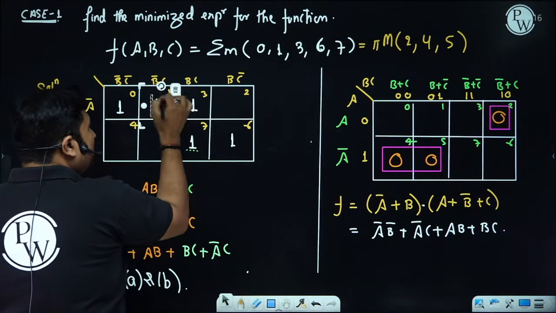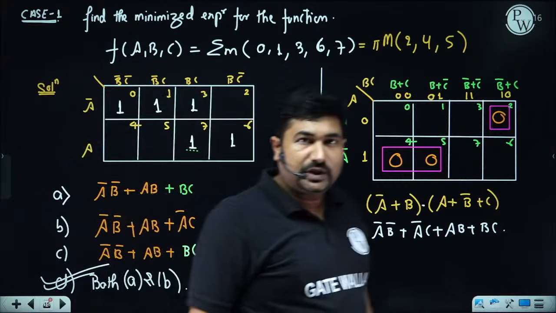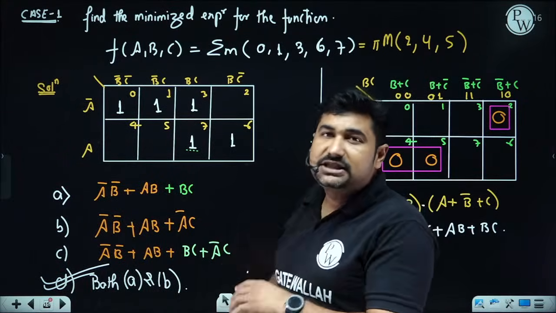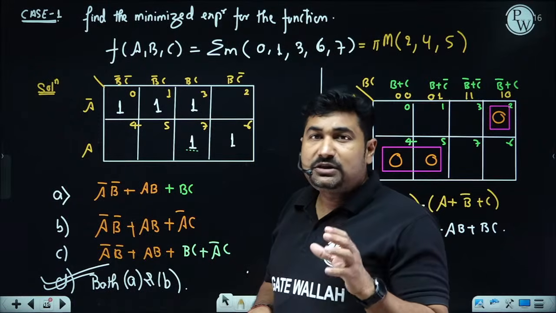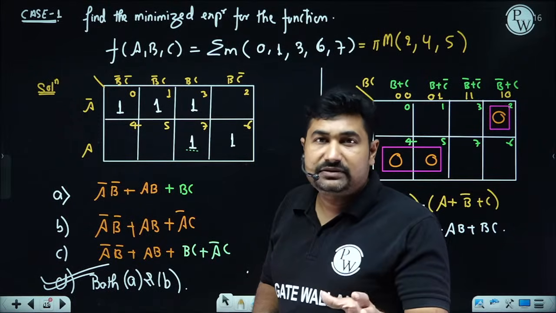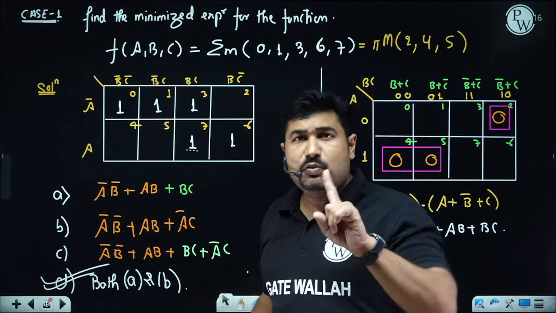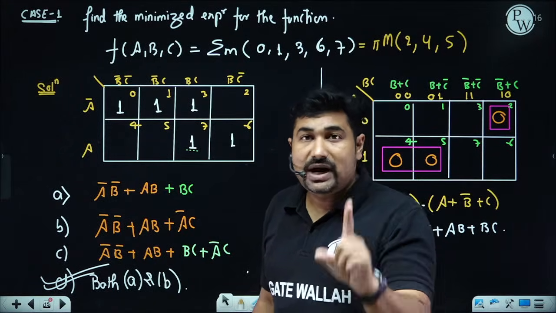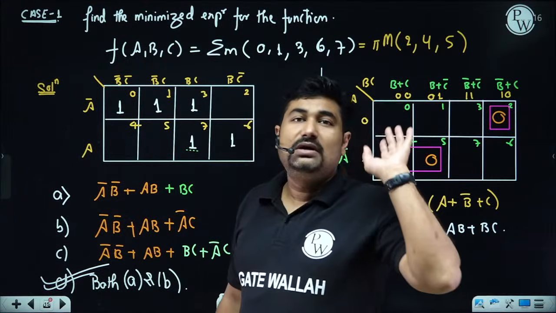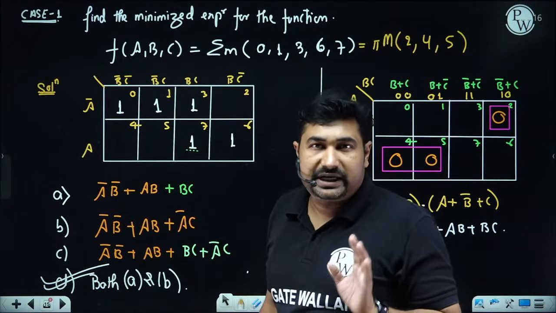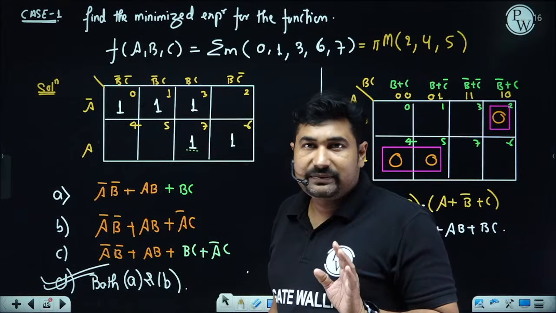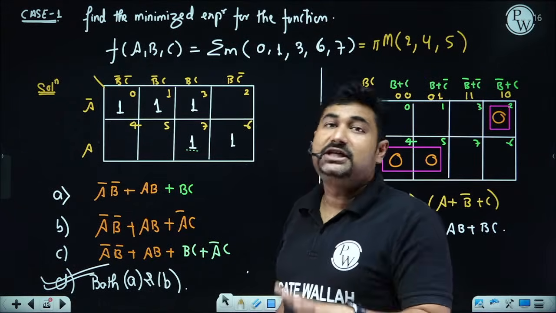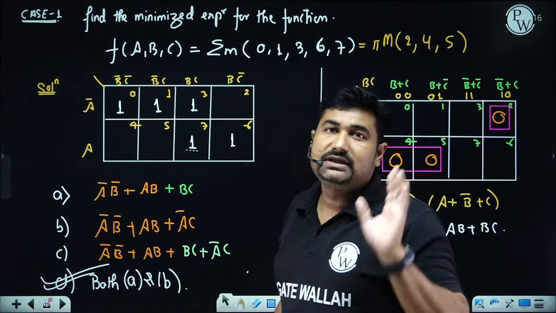First of all, you have to identify the essential prime implicants. How to find an essential prime implicant? Find those pairs, quads or octets which can be drawn in only one way, and it is essential to make that pair, quad or octet. Is it okay? So that grouping which can be done in only one way, and is essential, will give you the essential prime implicant.